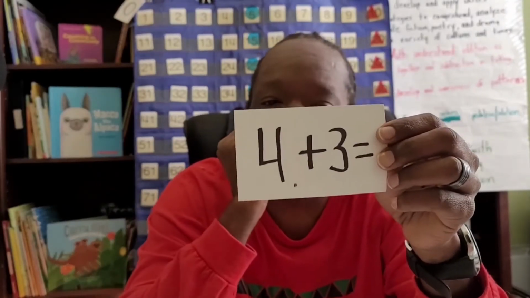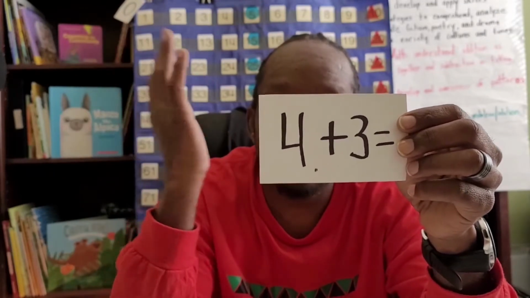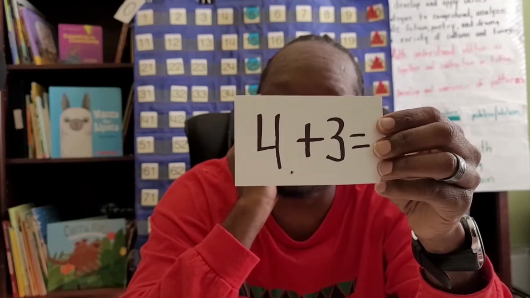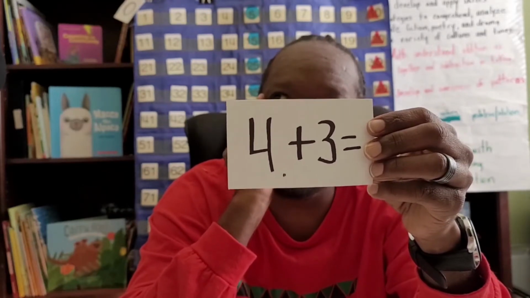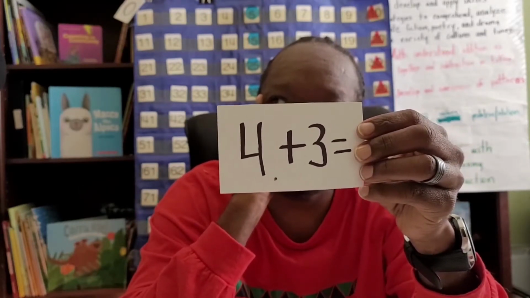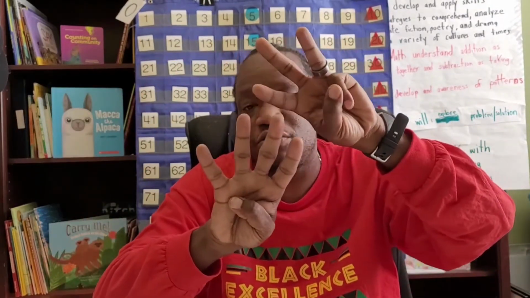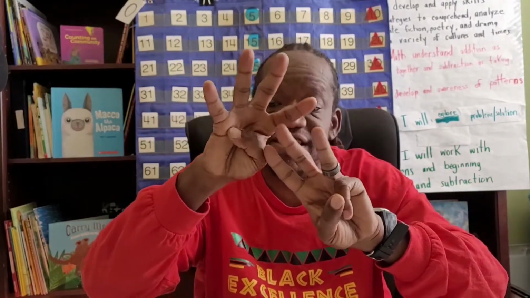Check this out. It says 4 plus 3, but we don't have anything. How could you do 4 plus 3? If you didn't know it, how could you show me? You could say 4 plus 1, 2, 3, right? And then you put them together. 1, 2, 3, 4, 5, 6, 7. So 4 plus 3 equals 7. That is right.